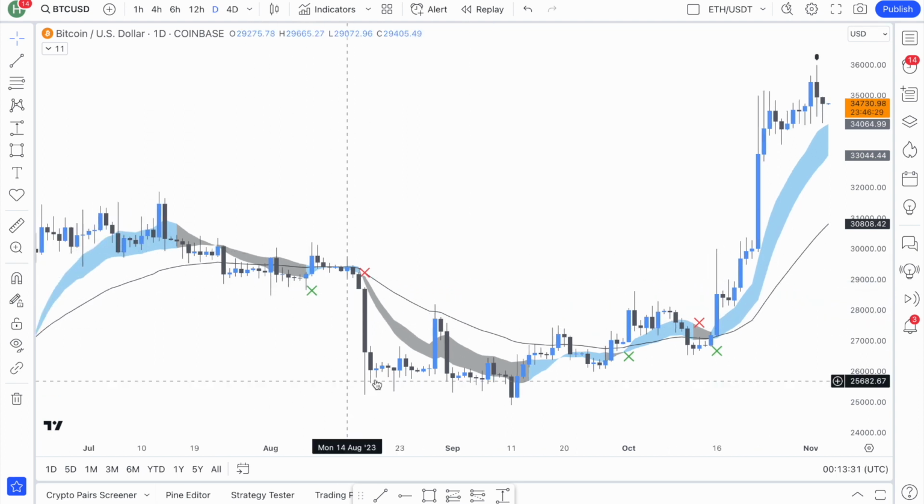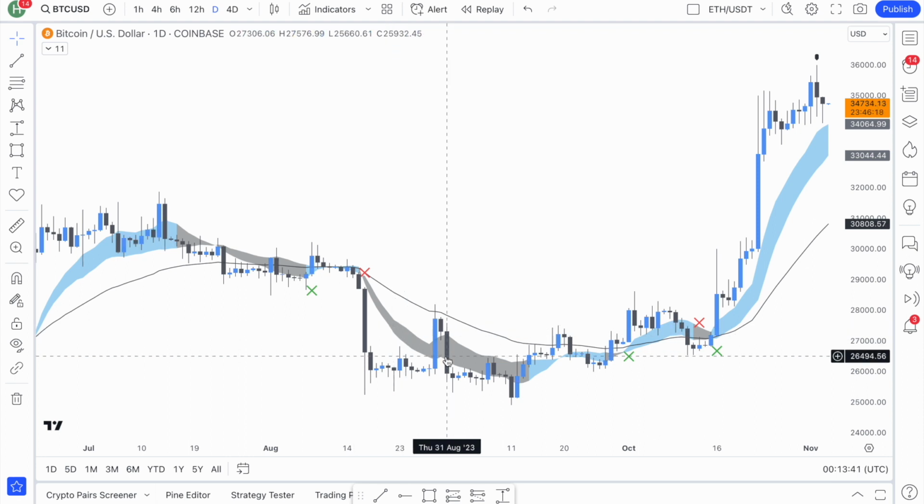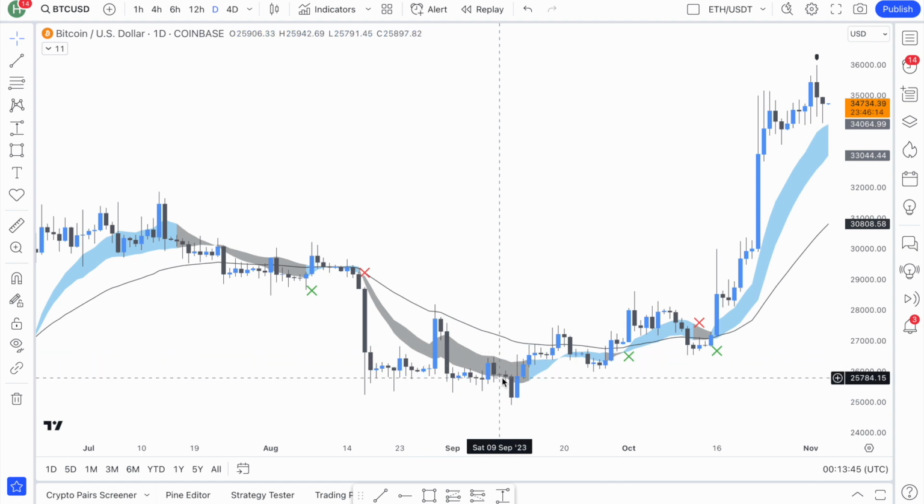So that being said, this is what it looks like. In addition to that, the thinness of the band indicates that the momentum is stronger. Okay. And so when it's wide, that means you're starting to get some consolidation and some concern overall.